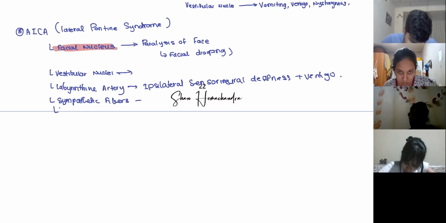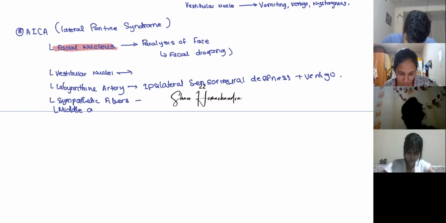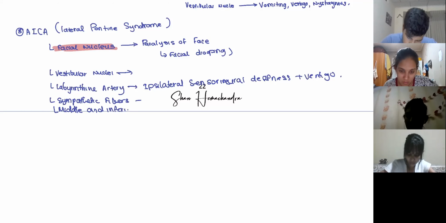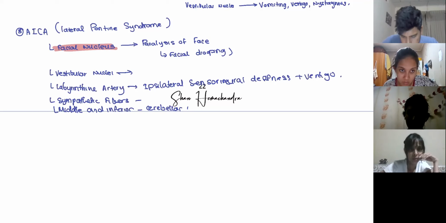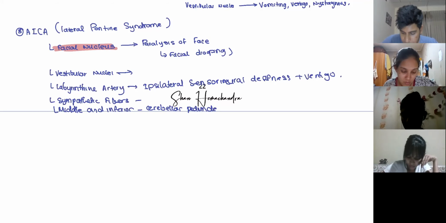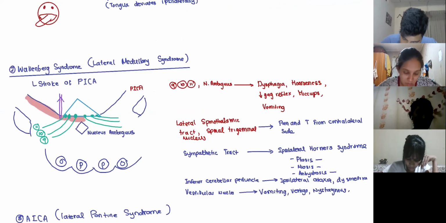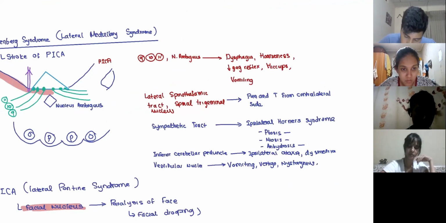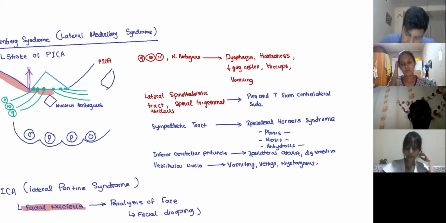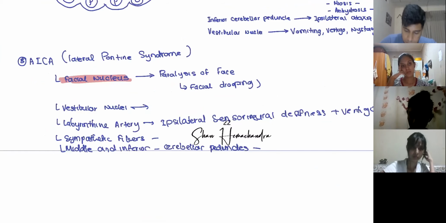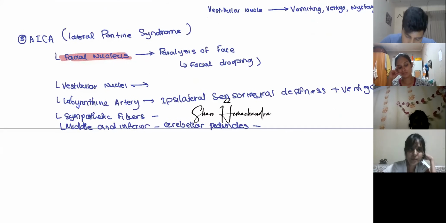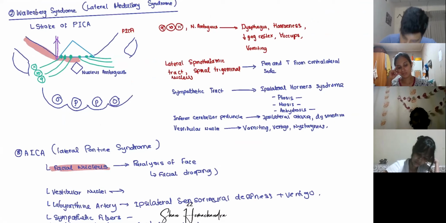First, middle and inferior cerebellar peduncles. So basically, it's the same thing as above, but instead of affecting the 9, 10, 11 nuclei, we are talking about affecting 6, 7, 8, especially 7. Same thing as above, nothing much.